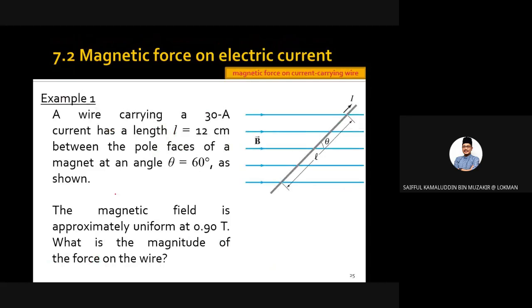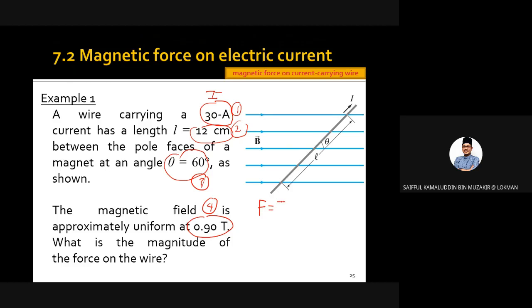A wire carrying a 30 ampere current. Bukan 30 tu kuasa negatif ampere, tak. This is our I. We have the magnitude of I. We have the magnitude of L. Okay, we have the first parameter, second parameter. What else do we have? We have theta, third parameter. Okay. The magnetic field also given. Fourth parameter, complete. What is the magnitude of the force on the wire?